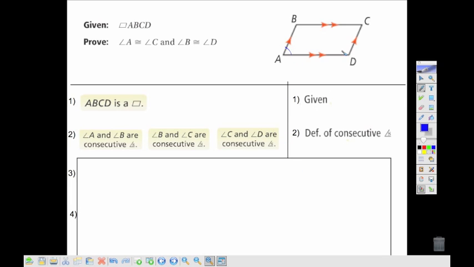Okay, so A goes with B, and B would go with C. So if I just call this A, B, C, think about it this way. We know that if these are same side interior angles or consecutive angles of a parallelogram, they're going to add up to 180 degrees. Same thing with B and C for the same reason.